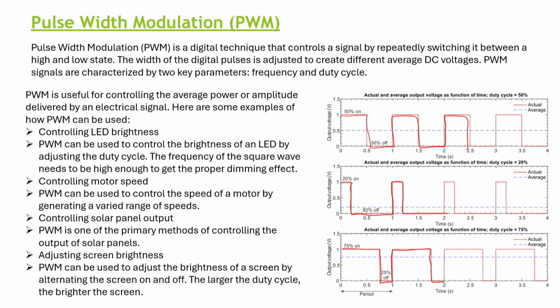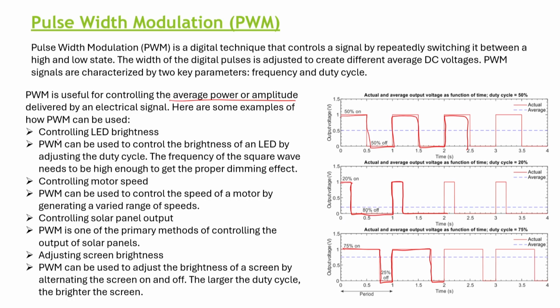Now, pulse width modulation is very useful in controlling the average power or amplitude delivered by an electrical signal. In fact, many times we run an electrical system not by a simple DC, but by a modified DC. In such a case, pulse width modulation is extremely good.